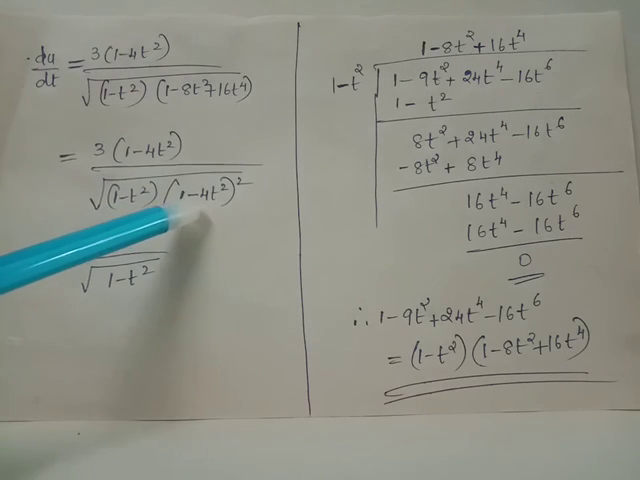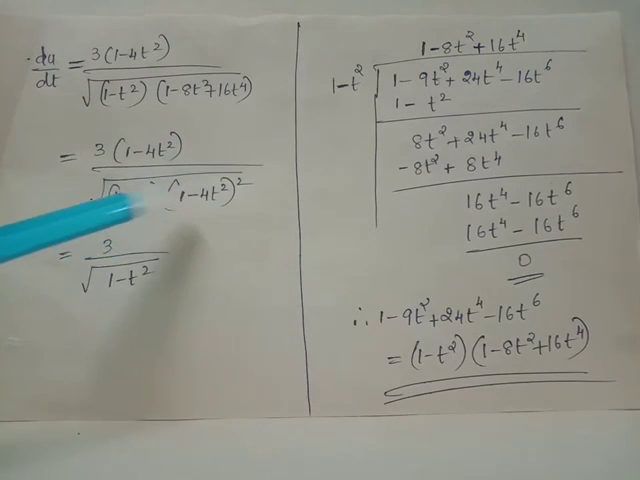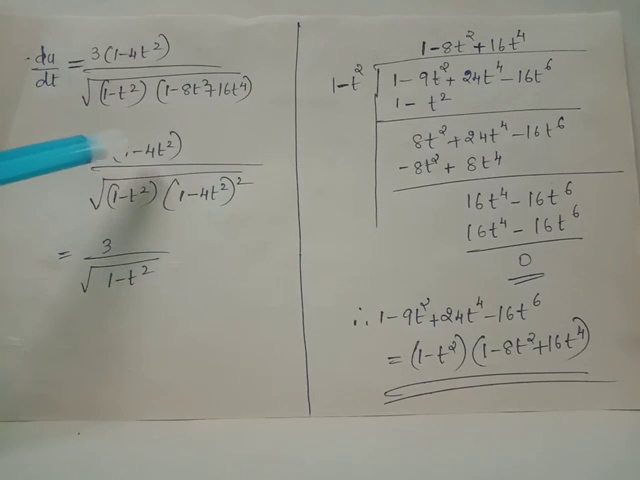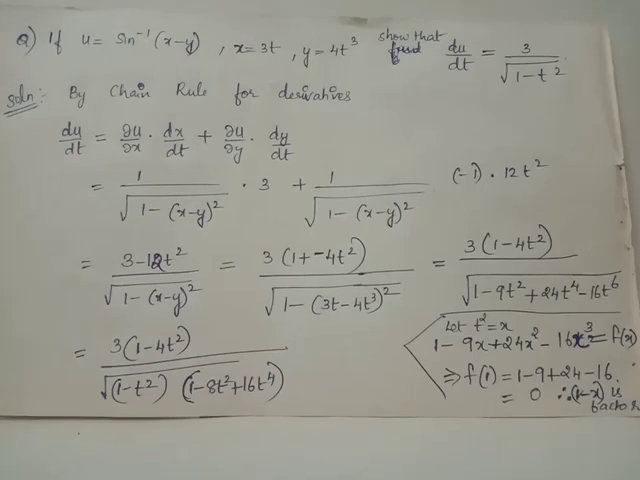When this factor is taken outside the square root, the square disappears and we have 1 minus 4t square common to both numerator and denominator, which can be cancelled. Thus, we have du by dt equals 3 by root of 1 minus t square. Hence, we have proved du by dt equals 3 by root of 1 minus t square.